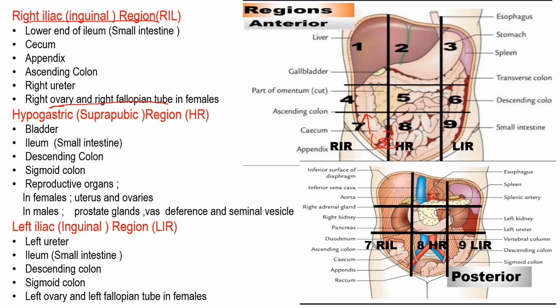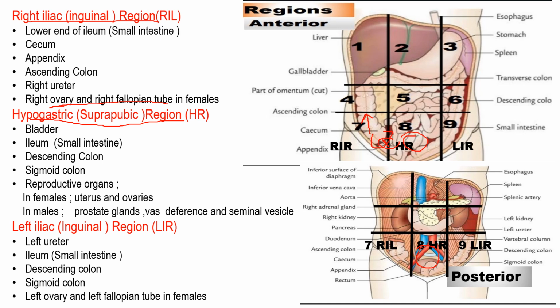Next region is hypogastric region, that is also known as suprapubic region, because this region is above the pubic bone, that's why it is also known as suprapubic region. So this region contains last portion of small intestine and some portion of descending colon and sigmoid colon. From posterior view, there is bladder present in this region.